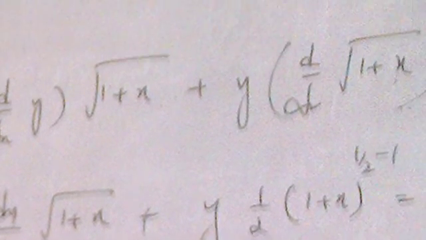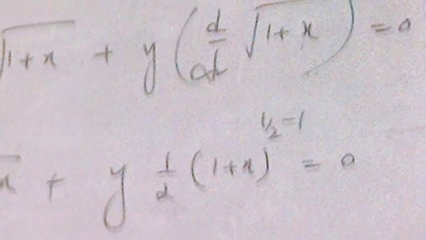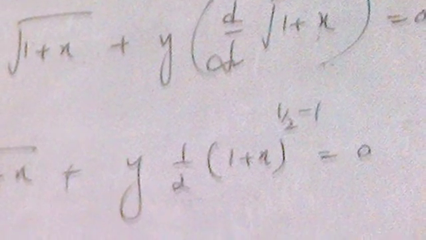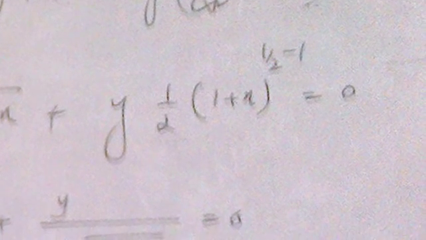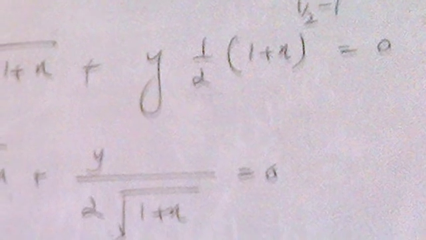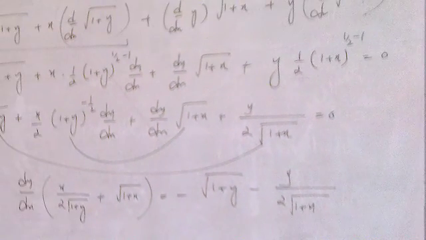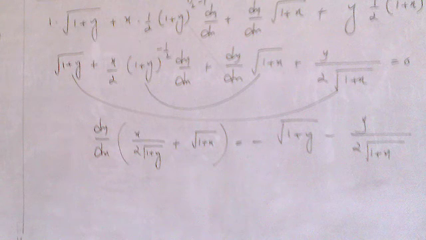Here again derivative of y is dy by dx, and derivative of 1 plus x is 1 over 2 to the power 1 over 2 minus 1. Its base derivatives are 1, 0 and 1. So we arrange these values. For dy by dx, we take this value common, and the other two values move to the right hand side, and then we divide by the value which multiplies dy by dx.